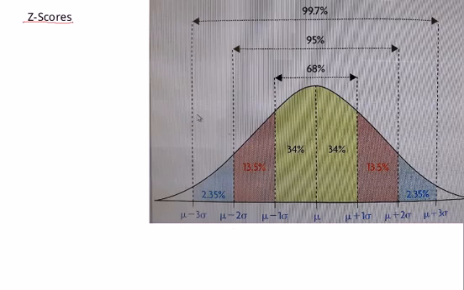We call the mean's z-score 0. Where one standard deviation is, our z-score is 1. Then we continue to 2, 3, -1, -2, and -3. So if we have a z-score of 0.4, we're located somewhere about there on the graph. If we have a z-score of 1.7, it'll be about there, and so on.